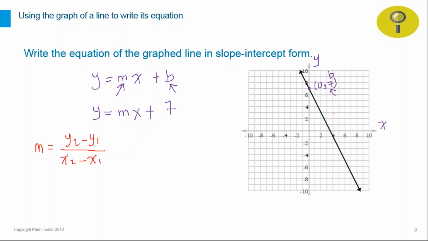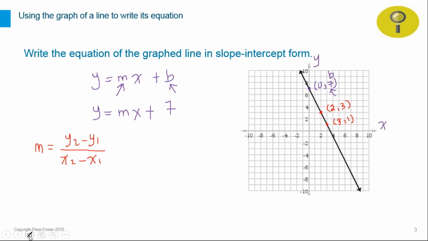One of the points that we can easily locate on that line would be the point 2 and 3. So that is 2 and 3. Another point we are able to find directly from the graph would be 3 and 1. And that would be 3 and 1. Since we need the y and the x coordinates in our formula, it is a good idea to label the coordinates as y2 and y1, x2 and x1.